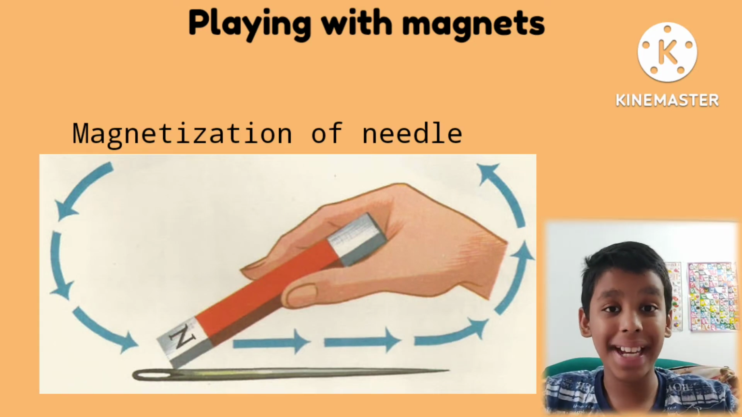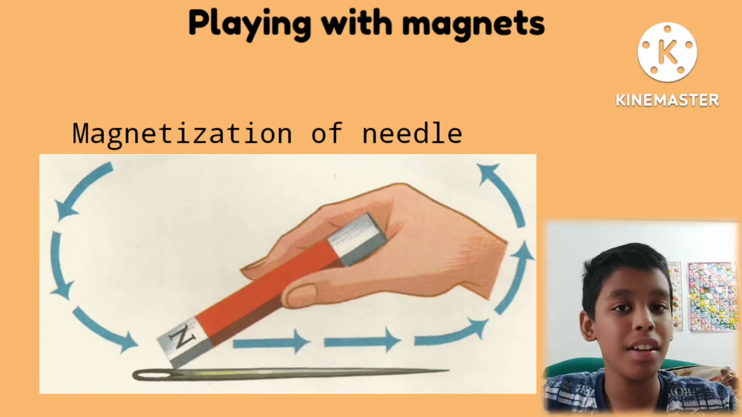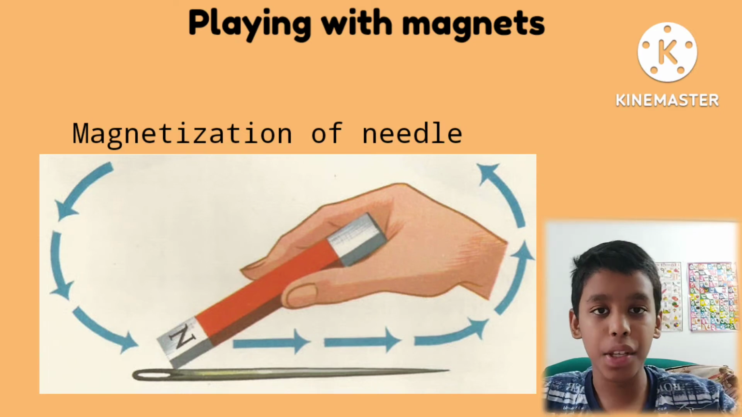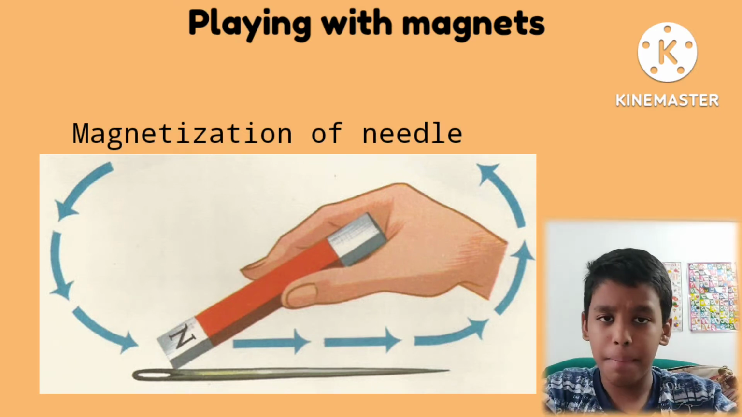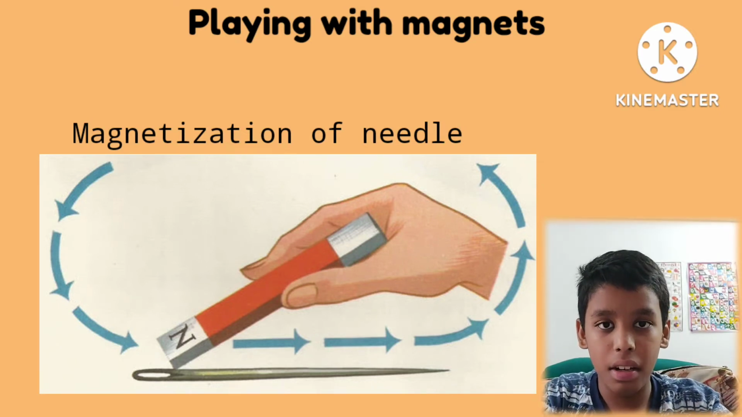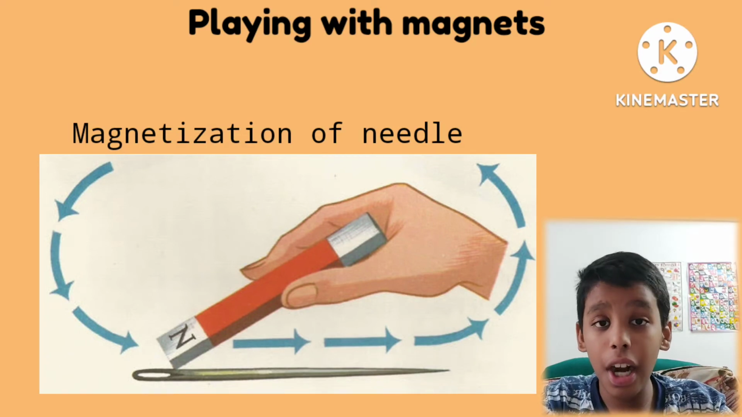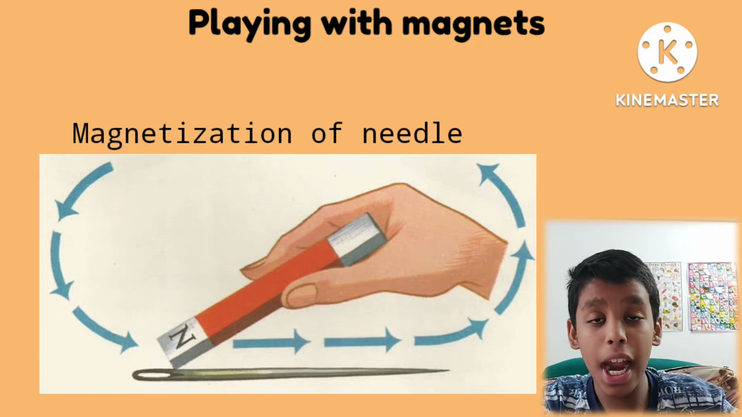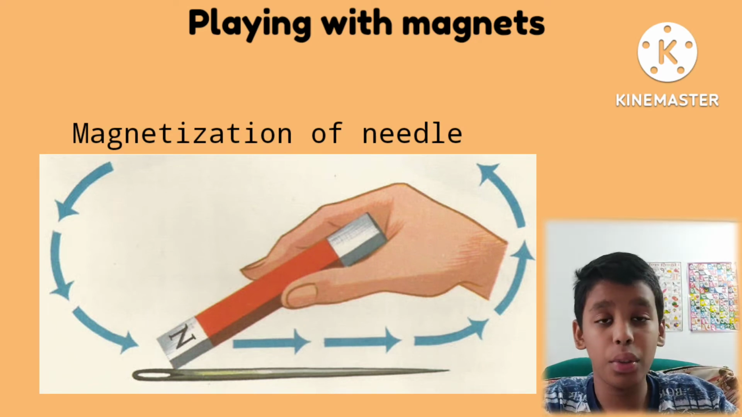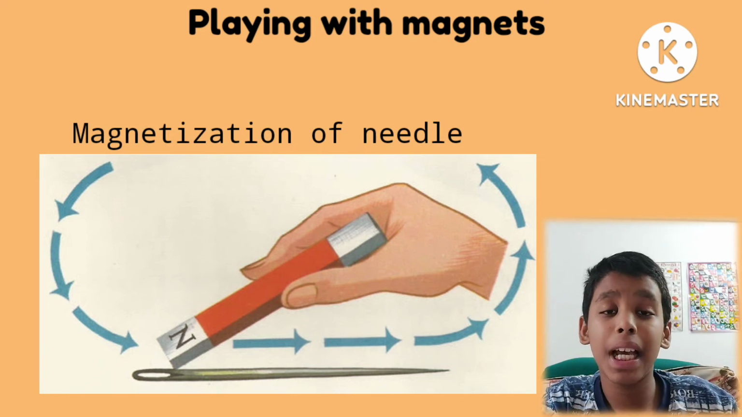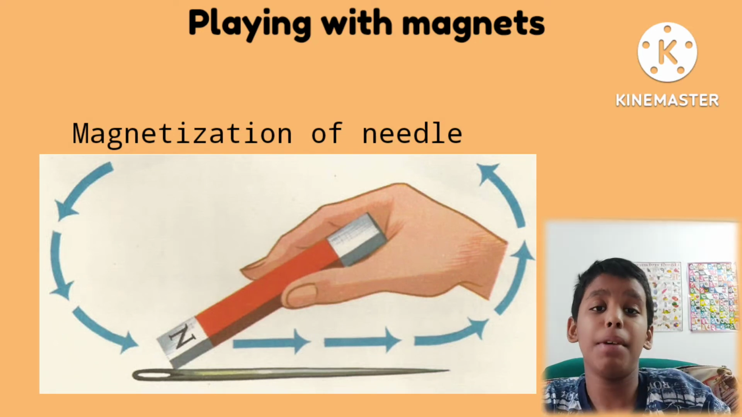Are you curious to make a magnet yourself? If you are, then this is for you. If you want to make a magnet, then take an iron nail. Remember that it should not attract anything in the first place. Then it is not a magnet. Then rub the magnet on the nail. Then it will become magnetized and it will also become a magnet.